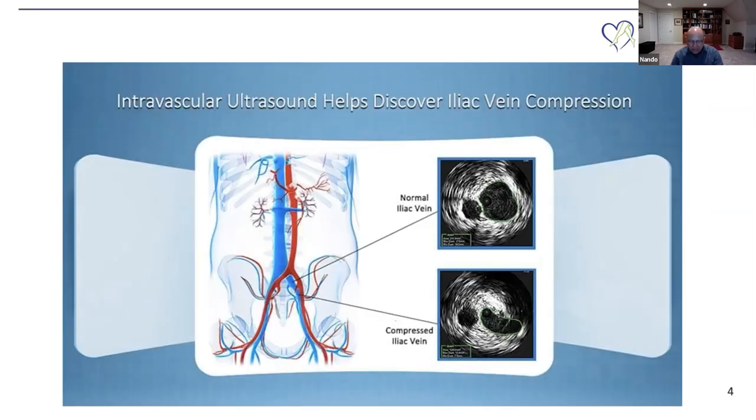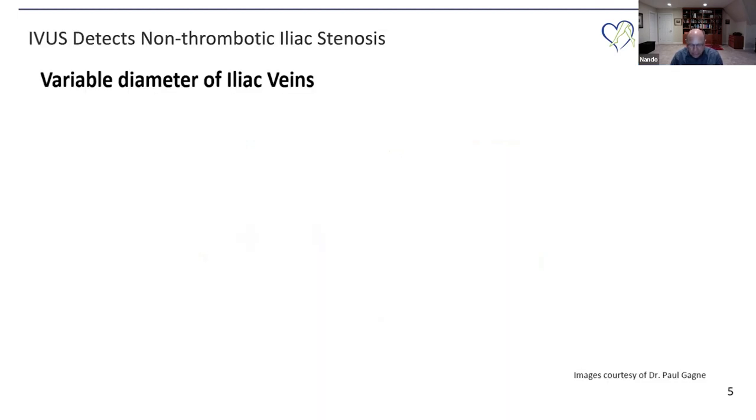So IVUS has become the most significant imaging modality to evaluate pelvic veins. It allows for the intraluminal evaluation of veins and more accurately evaluates stenotic vein lesions compared to conventional venography. IVUS evaluates variable diameter of the interrogated iliac veins.